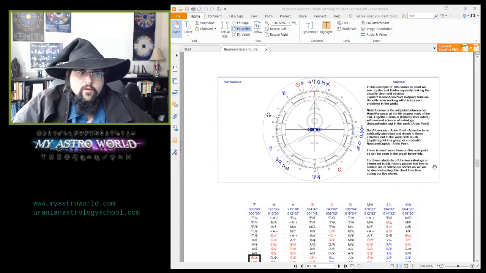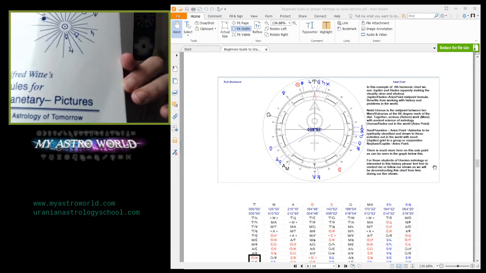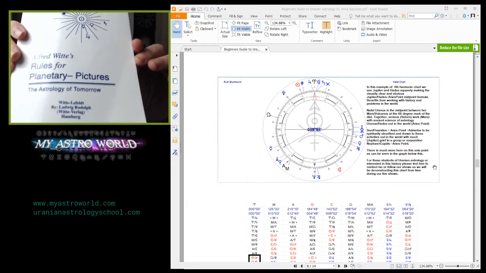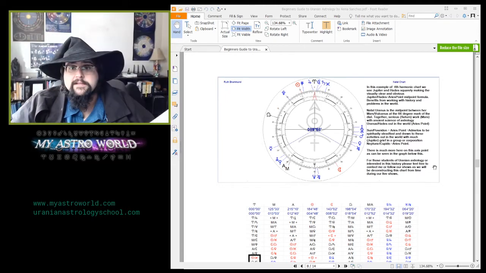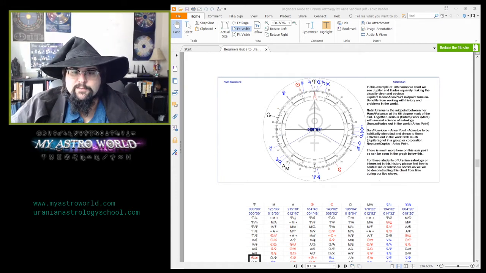And where do you find out about what these points mean and what all this stuff is? You buy this book. This is Alfred Witte's Rules for Planetary Pictures, The Astrology of Tomorrow. We don't sell this book, and we don't make money off of this book, but it is super important for you to get the book if you want to give this a try.